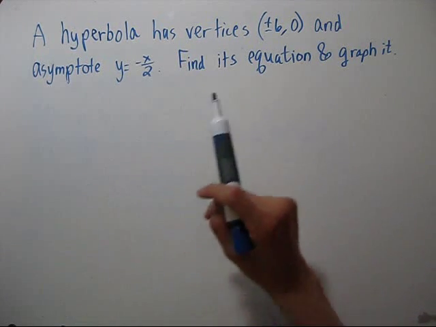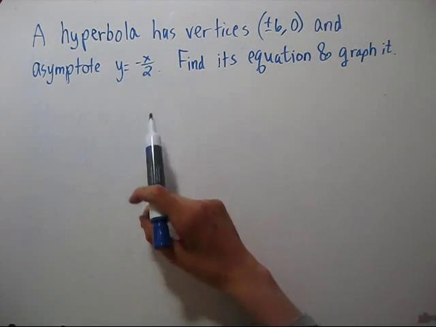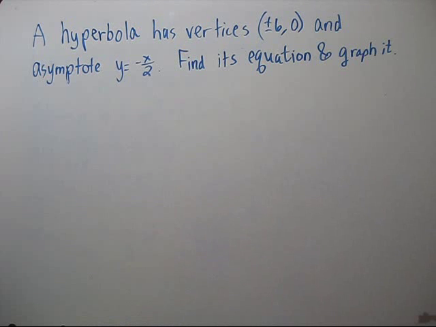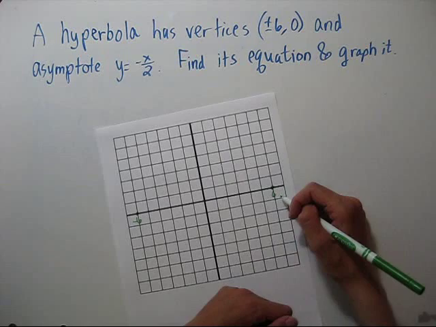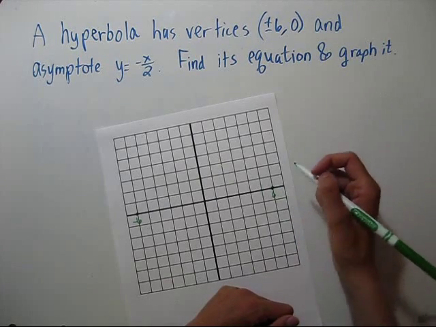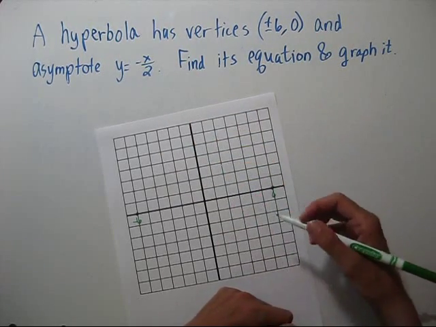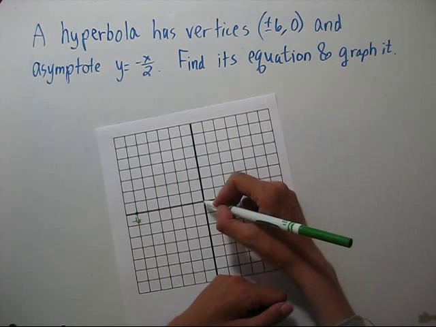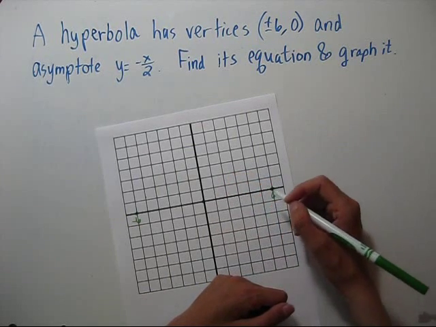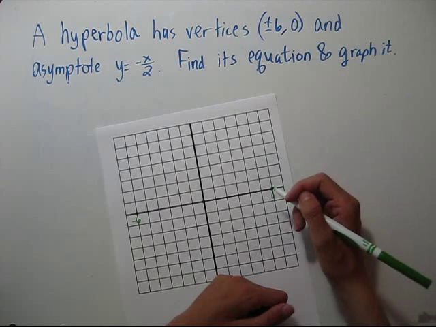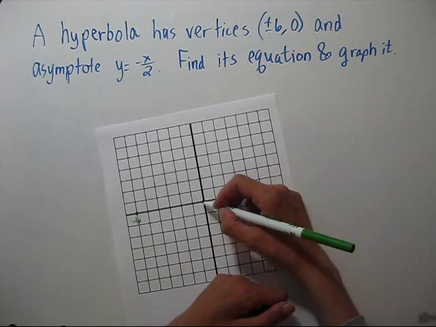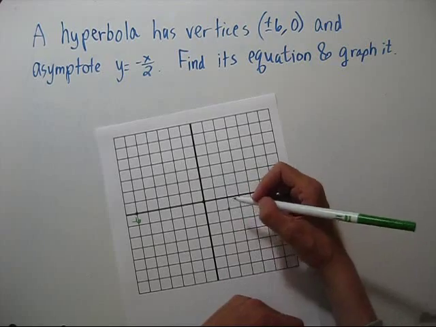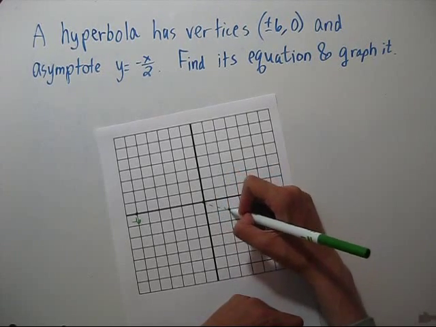We're given the vertices and one of the asymptotes of a hyperbola, and we need to find its equation and graph it. Let's start by graphing what we have. Here are our vertices. Now the line y equals negative x over 2. The y-intercept is 0, 0, and we rise negative 1, or go down 1, and run 2. So our line goes like this.